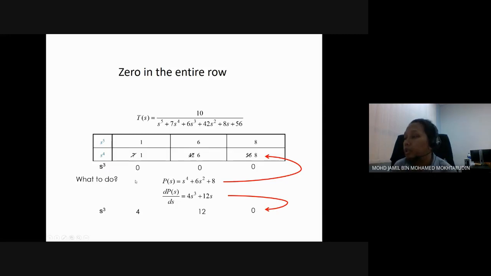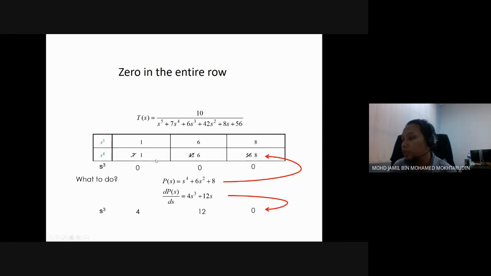First you need to look at the row above the row of zeros. So in this case, the row of zeros is s cubed, and the row above it is s to the power of 4. And then you define a new polynomial. If this were s to the power of 5, then you would start with s to the power of 5, s to the power of 3, and s. But here it's s to the power of 4, so you start with s to the power of 4, followed by s squared, and s naught, or s to the power of 0, or nothing, okay?